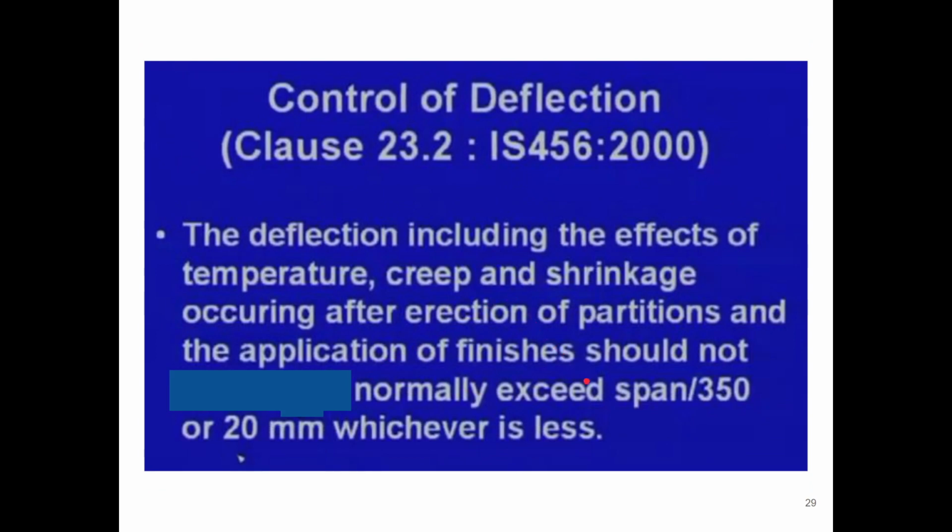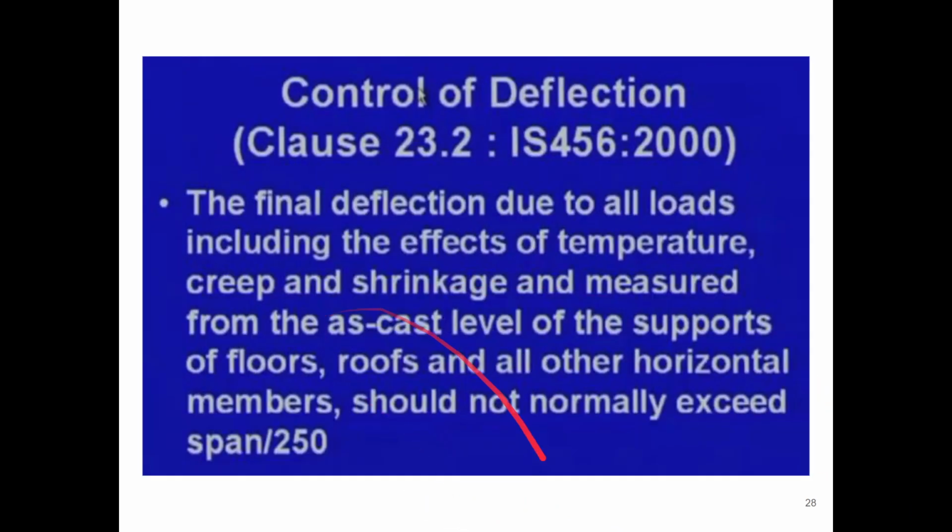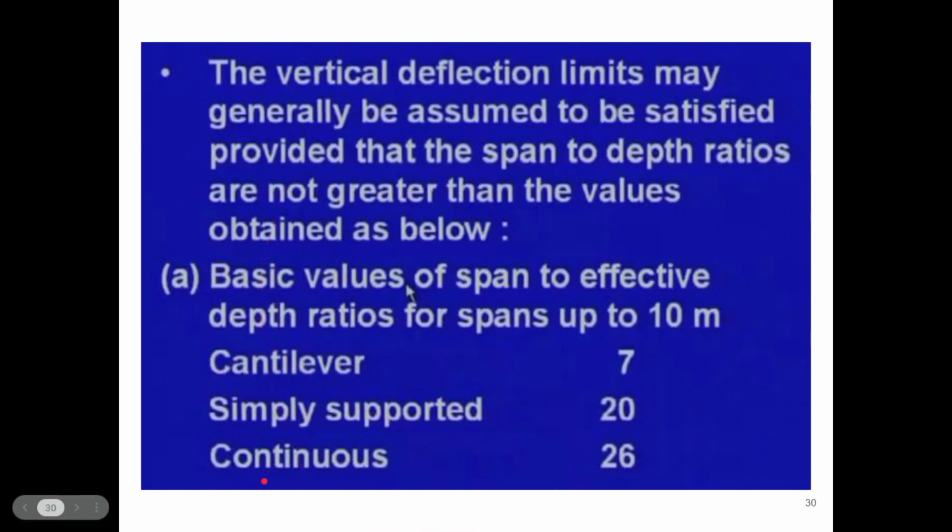It is not possible to measure after constructing, there is no use after you have constructed. So we always try to make the span by effective depth ratio less than or equal to this value. When the span is up to 10 meter, if the ratio is less than the limit, we can consider that these conditions are satisfied. So that is the meaning.